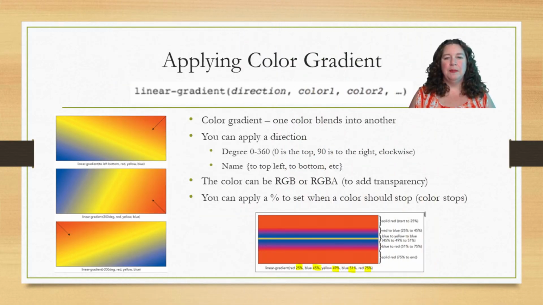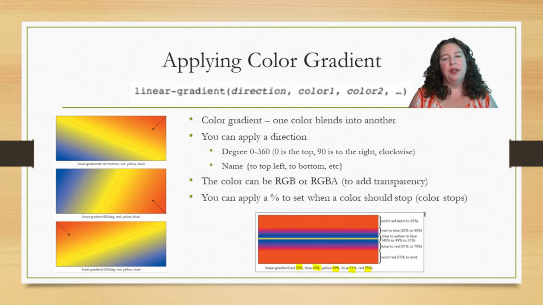Our next example is going to be applying a color gradient. So gradients are where we start at one color and we move our way into another color. We blend into it. First off, you can apply a direction for your gradient. They don't always have to be horizontal or vertical. You can have them in any 360 degree where 0 is the top, 90 is the right, we go clockwise around, or you can always give them a name, to the top left, to the bottom, etc. The color can be either RGB or RGBA depending on if you want to add a transparency. Remember that A adds that opacity, which always adds in that transparency, making things look just a little different.